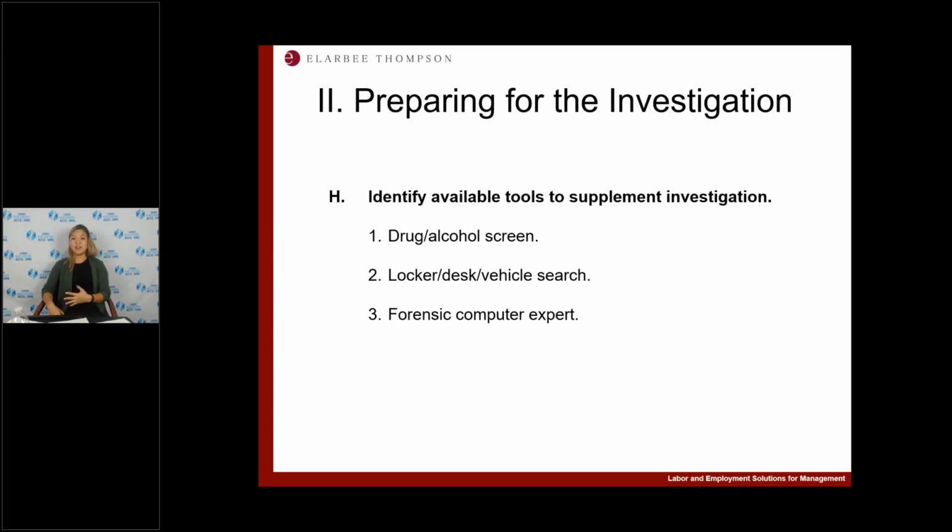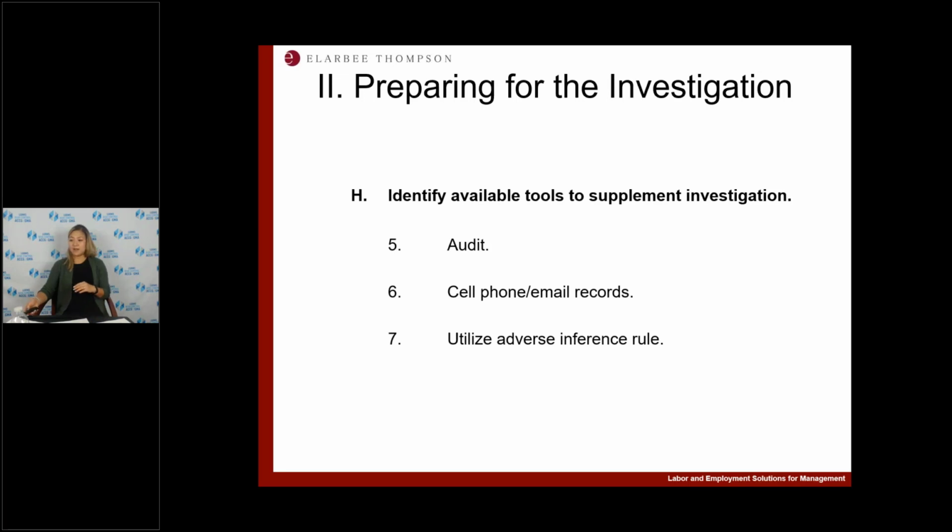So if we're talking deletion of important documents, or depending on how important the emails or other documents are to the allegations, certainly if the allegations solely stem from inappropriate email or other electronic communications, an actual outside forensic computer expert may be necessary. And then these are additional things that you can do: look at cell phone records.